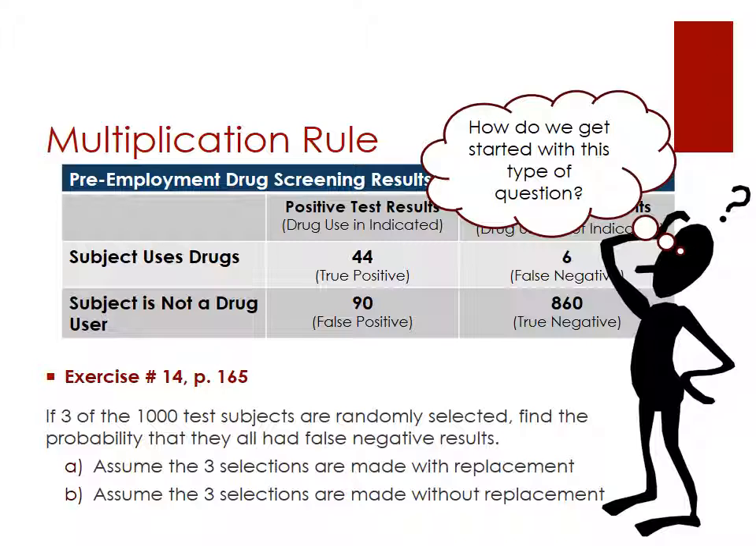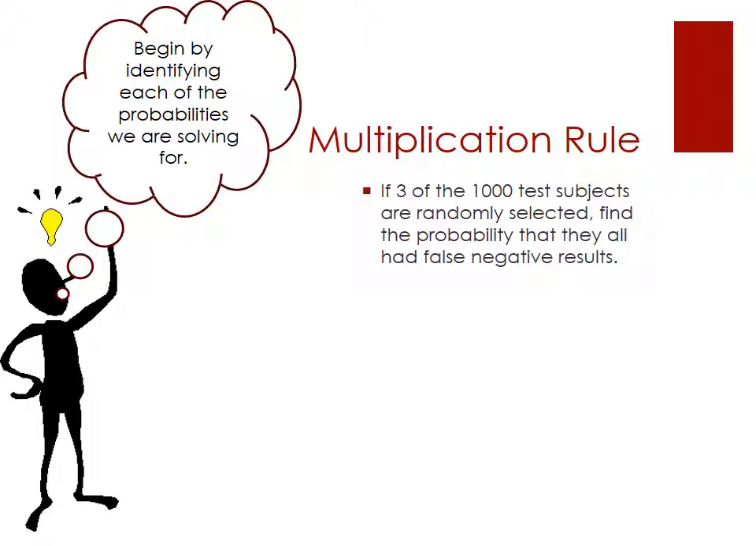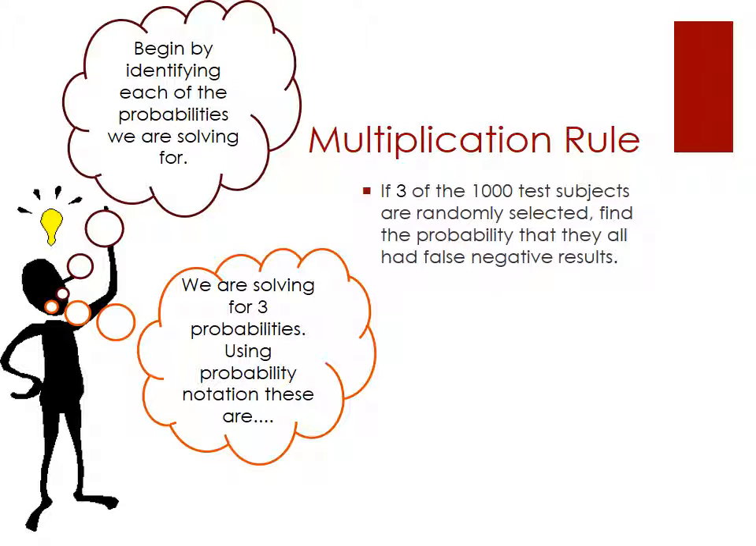So how do we get started with this type of question? Where do we even begin? If you're feeling a little overwhelmed, let's take this through one step at a time. So the first thing you need to do is identify each of the probabilities that we're solving for. We're solving for 3 probabilities.